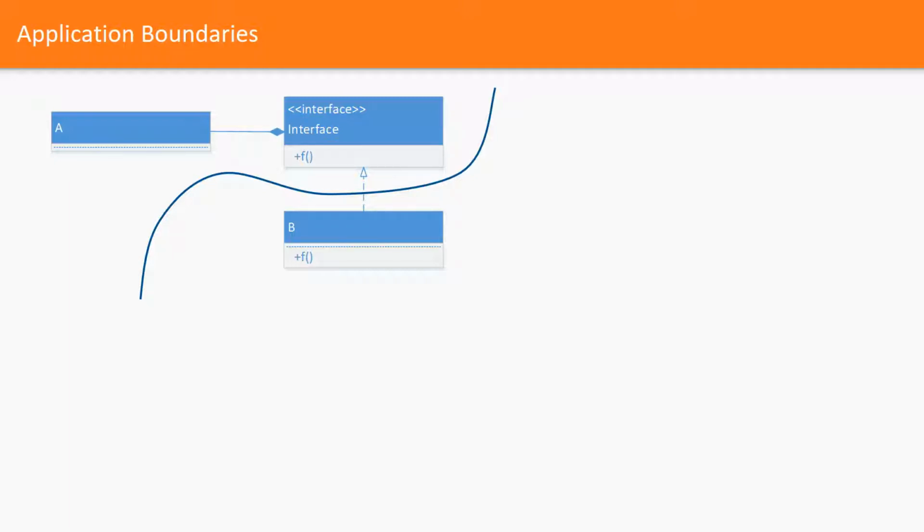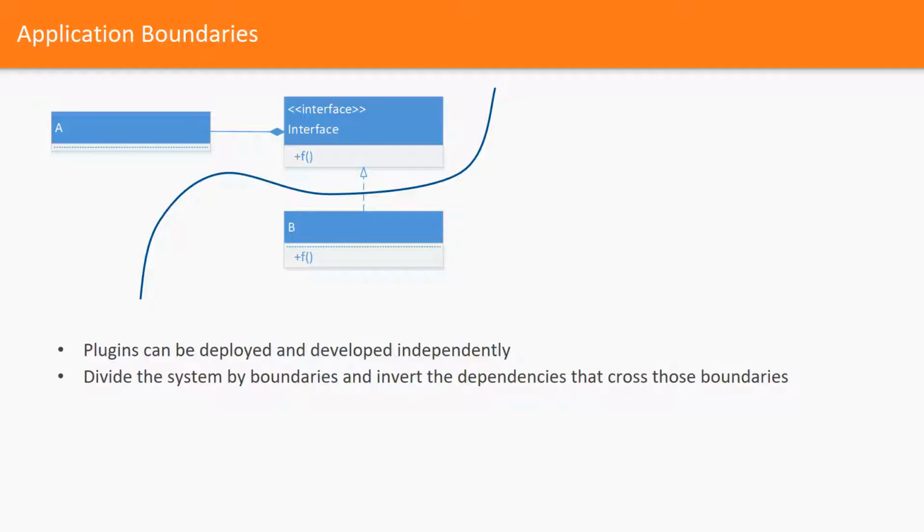In this case, module A doesn't know it calls module B. Plugins can be deployed independently, and moreover, they are independently developable. We divide the system by boundaries and then invert the dependencies that cross those boundaries. So plugins define the boundaries of your system.